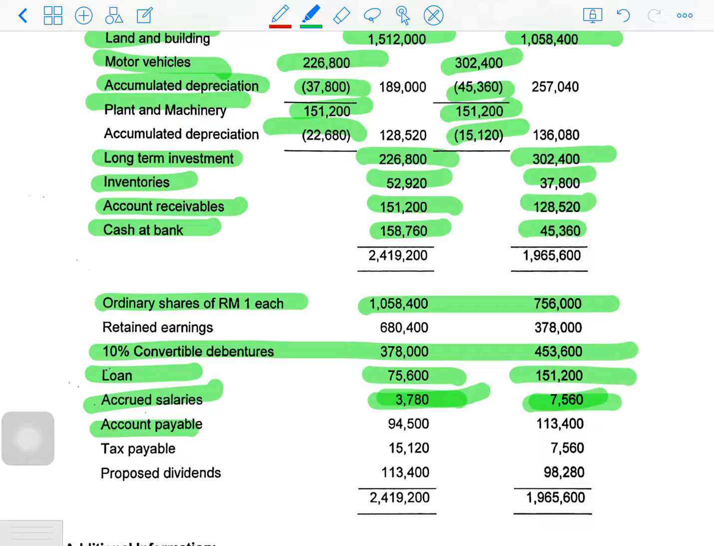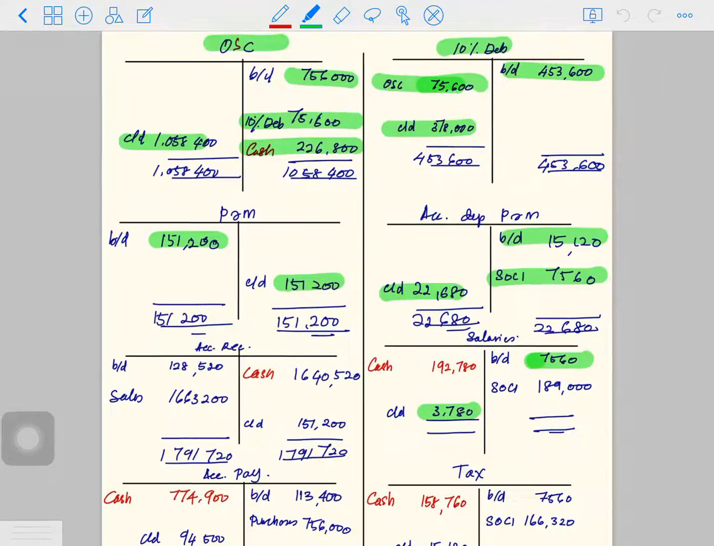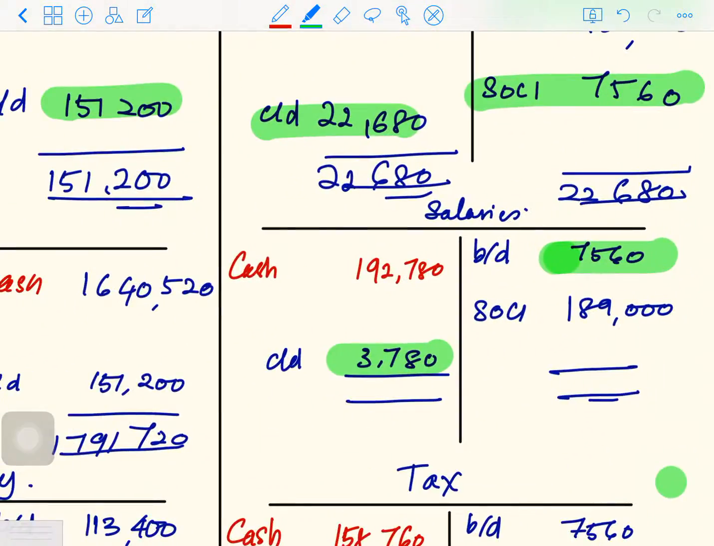3780. Okay, that is salaries account. Ada accrual, accrual brought down and carried down. And then salaries yang kita charge ke P&L ialah 189,000 kan. Yang ni kita charge ke P&L. Maknanya kita debit P&L, credit salaries kan.